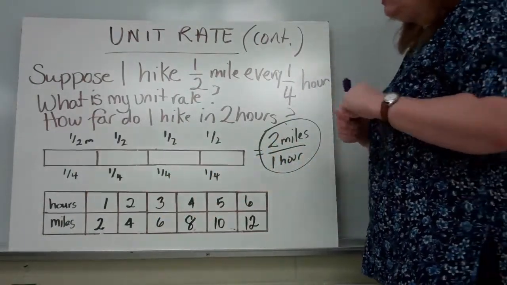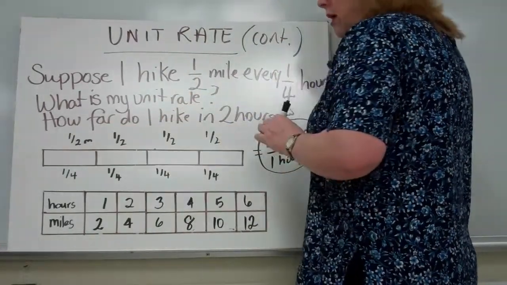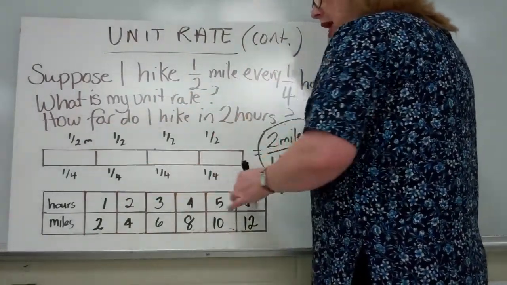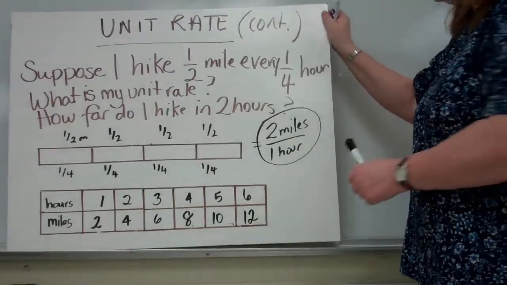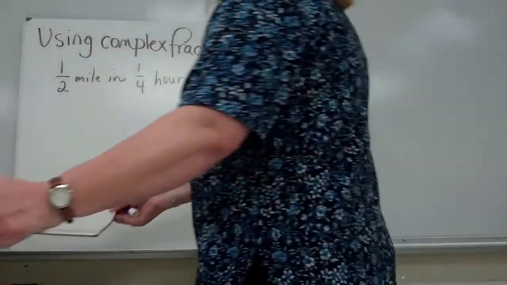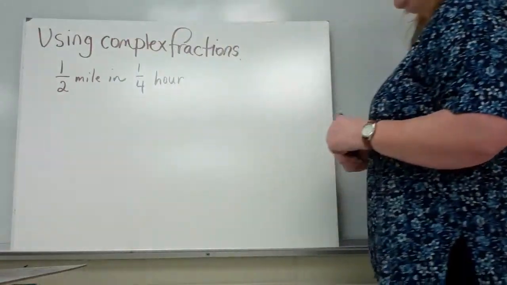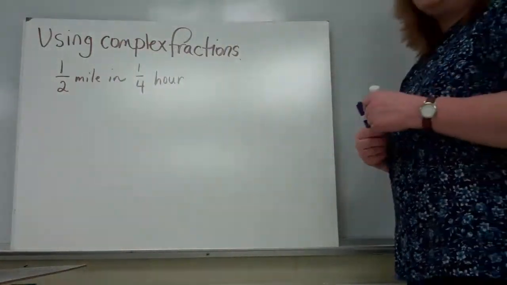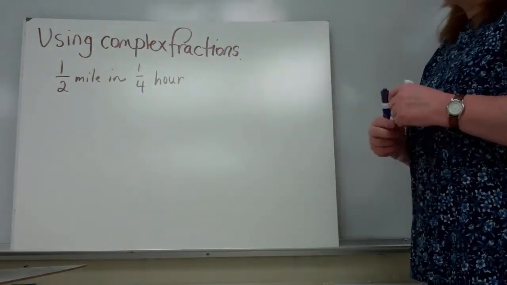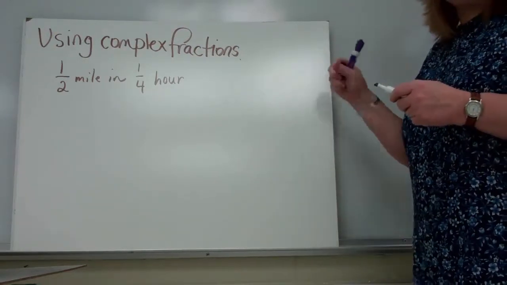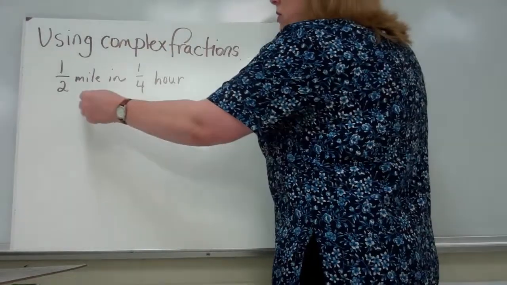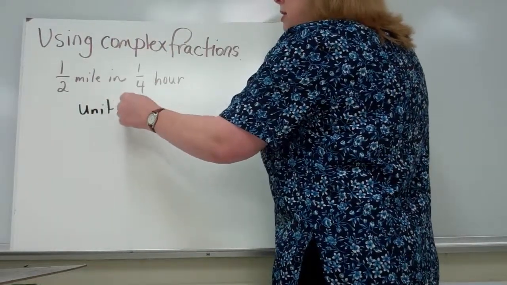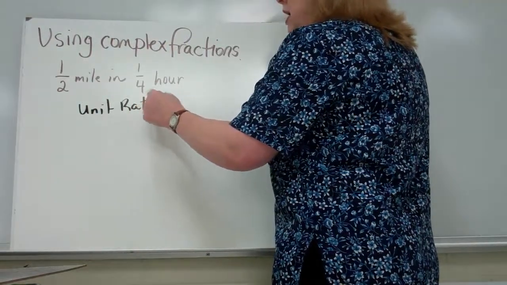Alright, so what we did was we made a block diagram, and then we made our table. Now I could graph it and look at different values on the graph. But there's another way to solve these problems, and that's using complex fractions. Now, a lot of students shy away from complex fractions because they seem at first to be hard, but they're really not that complicated.